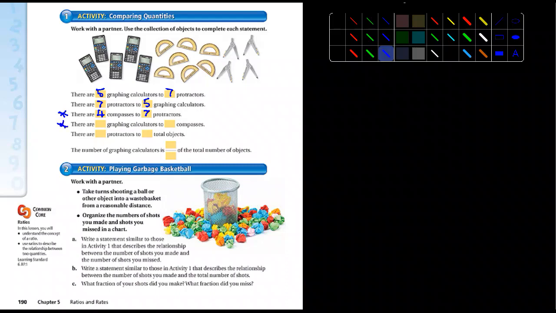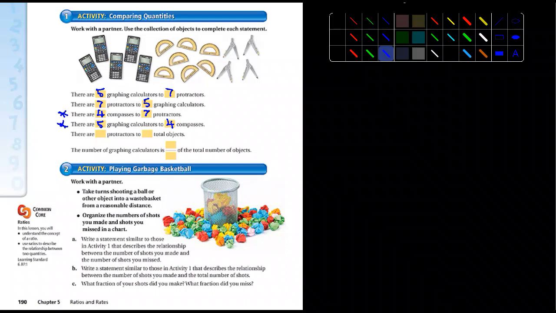Miss Gossage, next one right here. There are blank graphing calculators to compasses. How many graphing calculators are there? 5. And how many compasses? 4. Okay. This is pretty simple. You guys can see how that works.